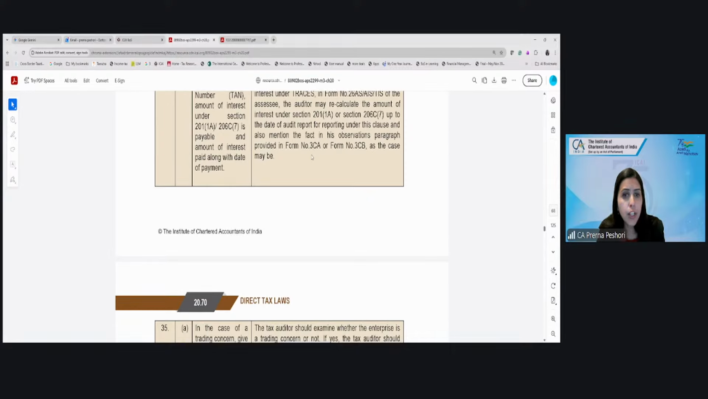So the auditor should verify the amount from the books of accounts as on 31st March and also from the TDS/TCS statement generated. In case the assessee has disputed the levy or calculation of interest under TRACES or Form 26AS, the auditor may recalculate the amount of interest under 201(1A) and report accordingly. If interest is not paid till 31st March and provision is also not made, then the auditor should report that as well. Okay? Is this clear?